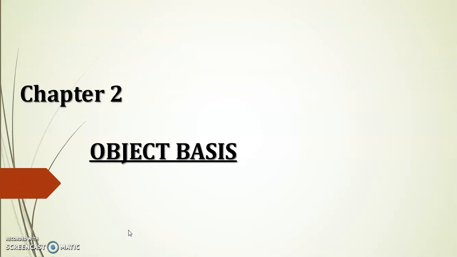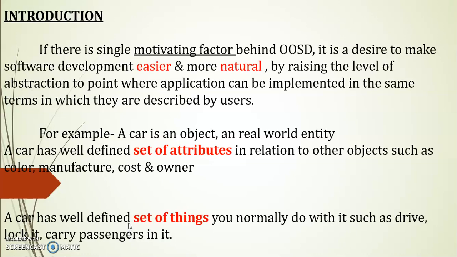Second chapter, the basics of object. We know that objects are a combination of data and functions. We have an example of car. The attributes are color, manufacturer, cost, owner, etc. Similarly, what are the functions of a car will come under methods such as drive, lock, carry passenger.